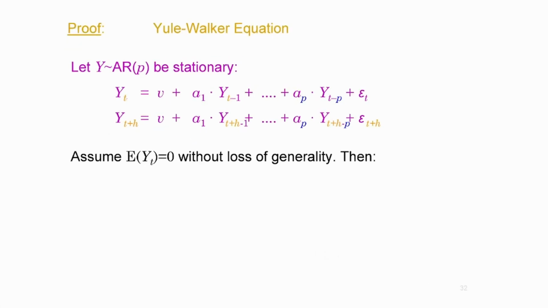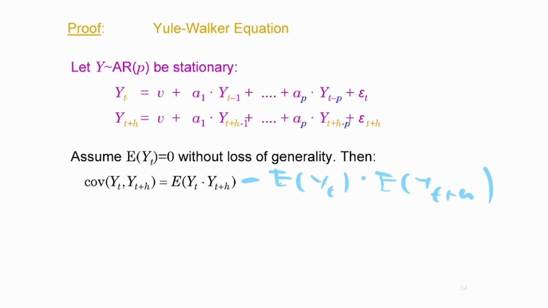Now, it does work even if you don't assume this. But if you do, then the autocovariance is going to be equal to the expectation of the product, as I mentioned before, because the autocovariance is the expectation of the product minus the product of the expectations. But if the expectations are 0 with respect to all time points, then it's simply going to disappear.